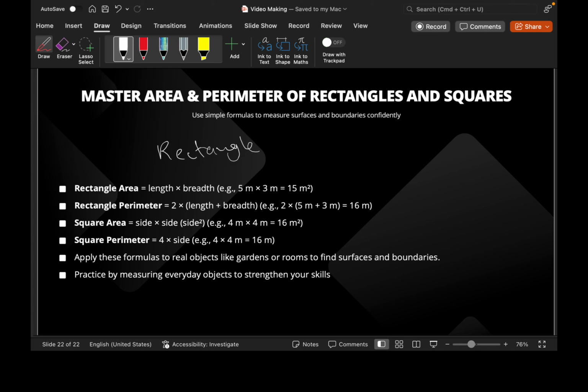the length and the breadth. Okay, so a length could be 3 and a breadth could be 1, right? So you multiply these two together, 3 into 1, and you get the area.